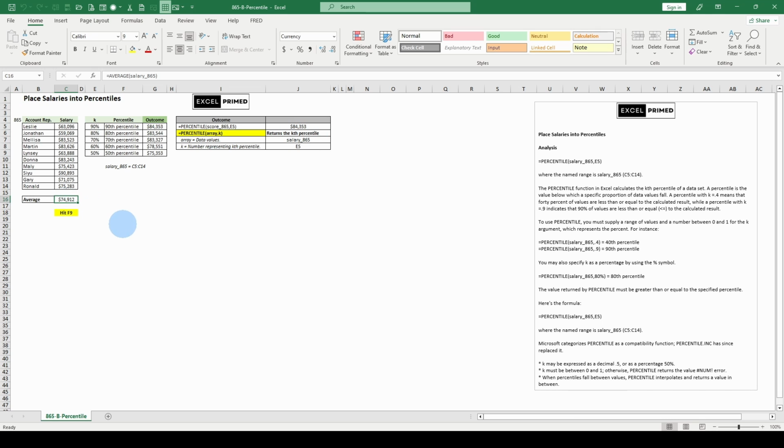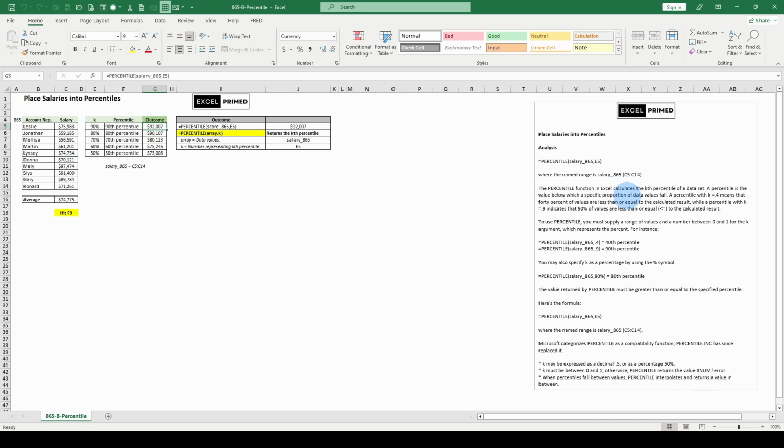We have an average of 74,912. We can hit F9. Over here, percentile, salary, E5. What's E5? It is the percentile, 90th. That would be the high. We're not going to go to the 100th.